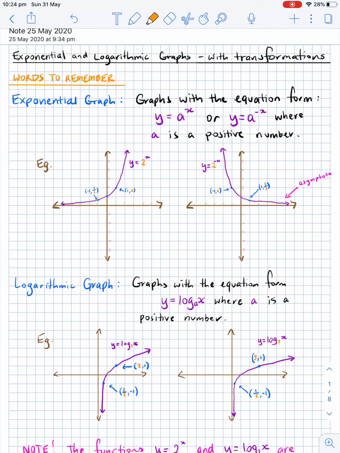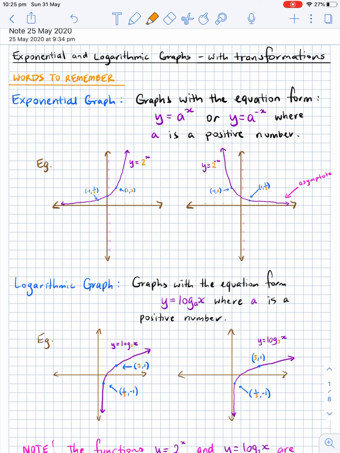Hi guys, for today's lesson we're going to be dealing with exponential and logarithmic graphs with transformations. So first up, what is an exponential graph? It's a graph with the equation form y equals a to the power of x, or y equals a to the power of negative x, where a is a positive number, like a constant.